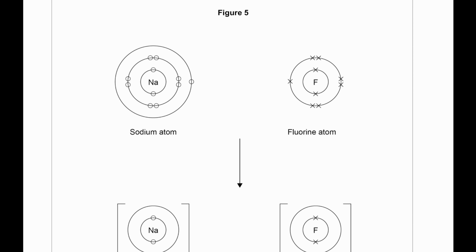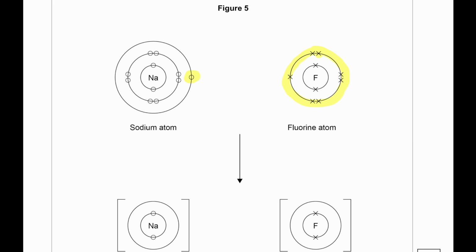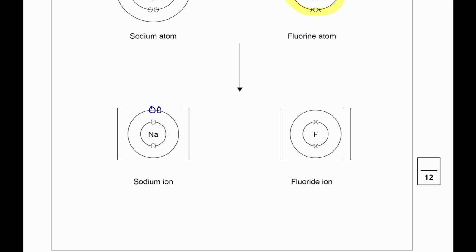Okay. So for sodium, we can see there is 1 electron in the outer shell, and for fluorine, we can see there is a total of 7 electrons in the outer shell. So when sodium gives away this outer shell electron, this outer shell also disappears. So we will only have to draw the previous shell. And since it has lost 1 electron, it will have a positive charge. Whereas fluorine already had 7 electrons in the outer shell, but it receives 1 electron from the sodium, so it will be negatively charged.